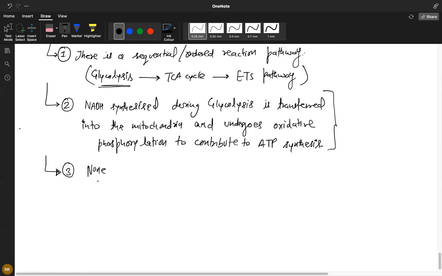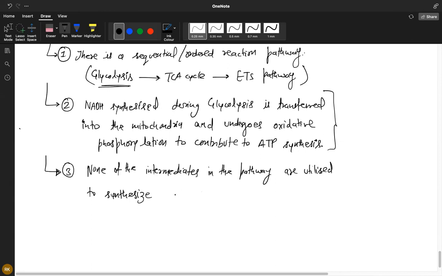Okay, so the scenario is that none of the intermediates in the pathway are utilized to synthesize something else or synthesize any other compound.